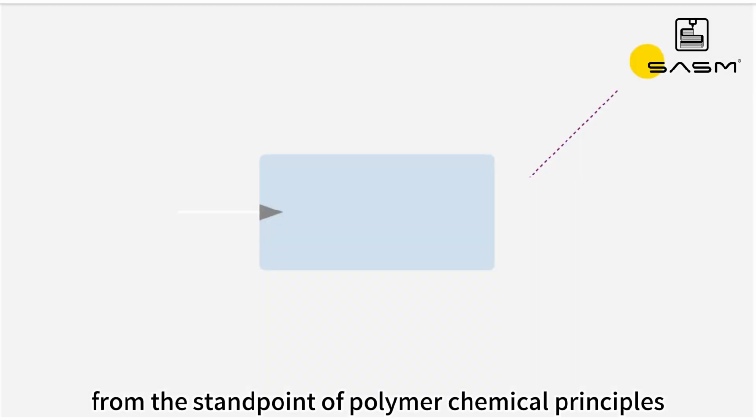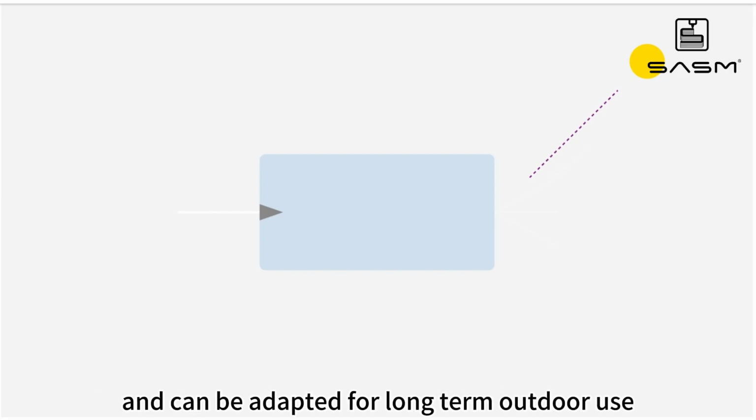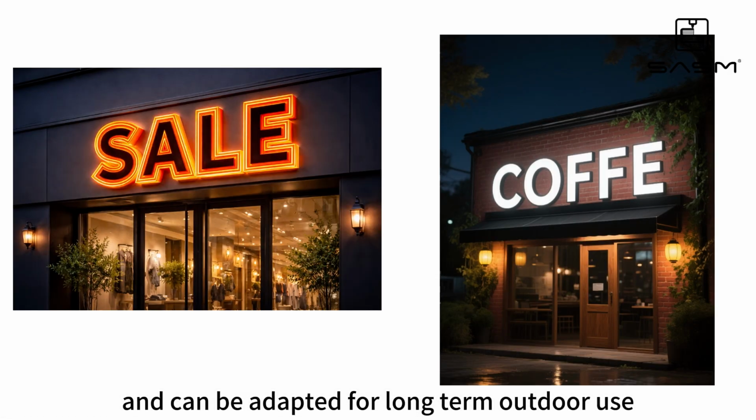ASA. From the standpoint of polymer chemical principles, this material is the only filament that possesses UV resistance and can be adapted for long-term outdoor use.